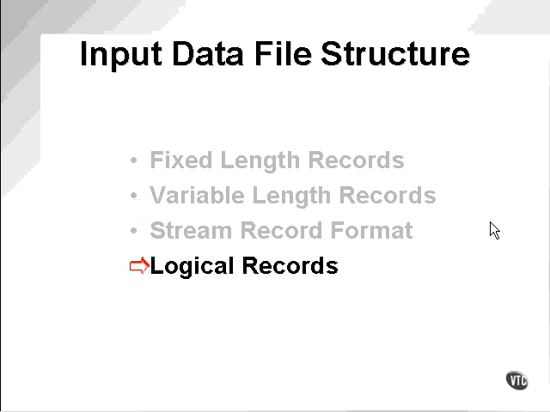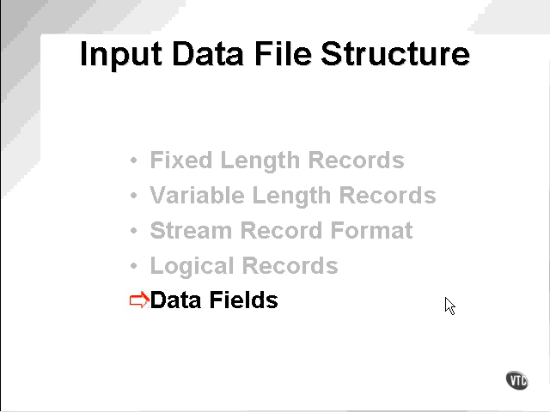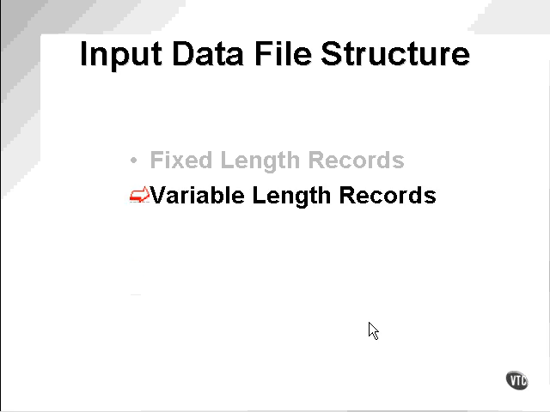tab characters. Logical records effectively overlay physical records, allowing the combination of separate chunks of physical information into single logical records. Multiple physical records become a single logical record. Data fields allow for specific definition of data field structure within the control file. Now let's look at each one in turn.